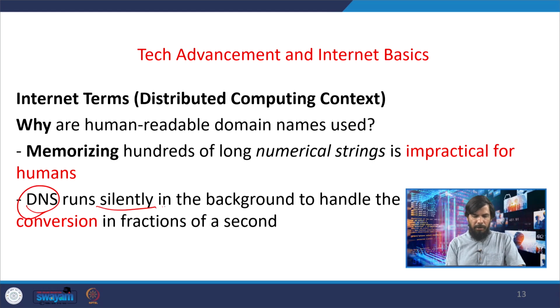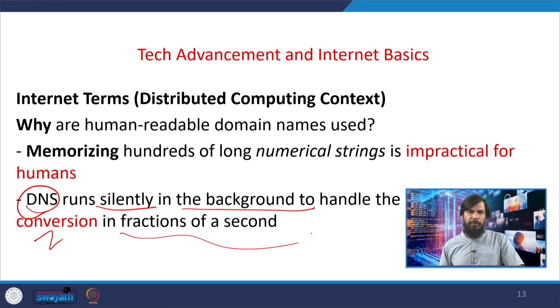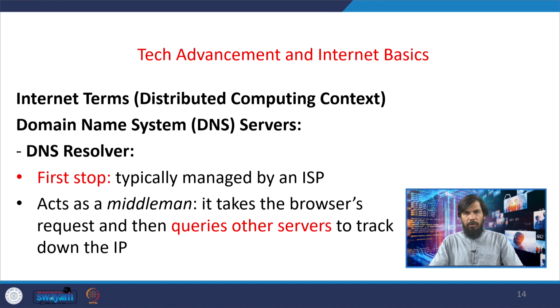So DNS runs silently in the background and handles the conversion in fractions of seconds. It does a very fast mapping from domain names to IP addresses. So DNS is responsible for taking care of this conversion. Now, when you have bought a fresh computer system and you are looking to access a particular website, you open a browser and want to access a particular website. The first time you do this, that mapping is not there, right.